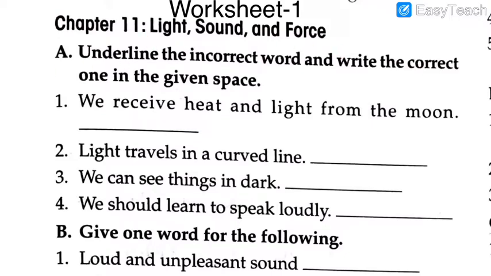Question A. Question A is, underline the incorrect word and write the correct one in the given space. From chapter 1 to 10 we have been doing this kind of worksheet, so now you are very familiar with this kind of question. Even in your exam, I asked you this type of question in FA3, that you have to pick out the incorrect word and write the correct one, so that the sentence completely is a true statement.